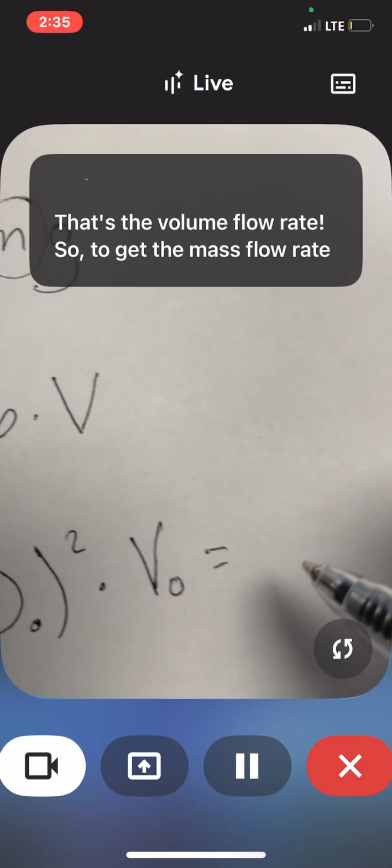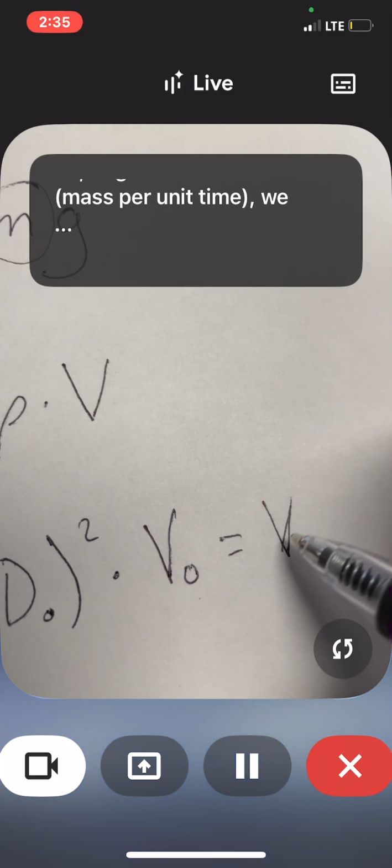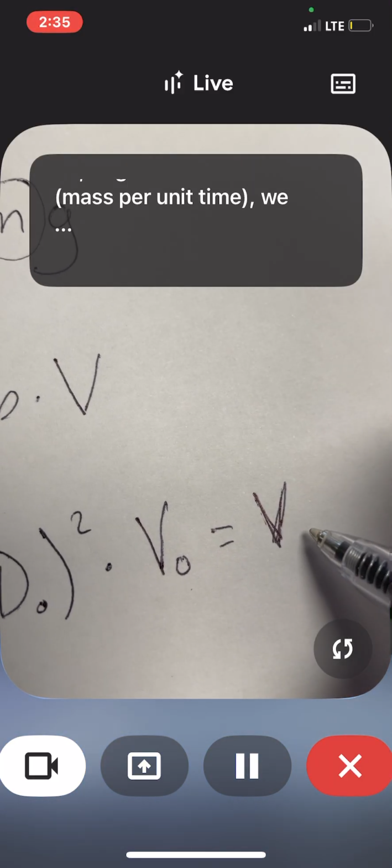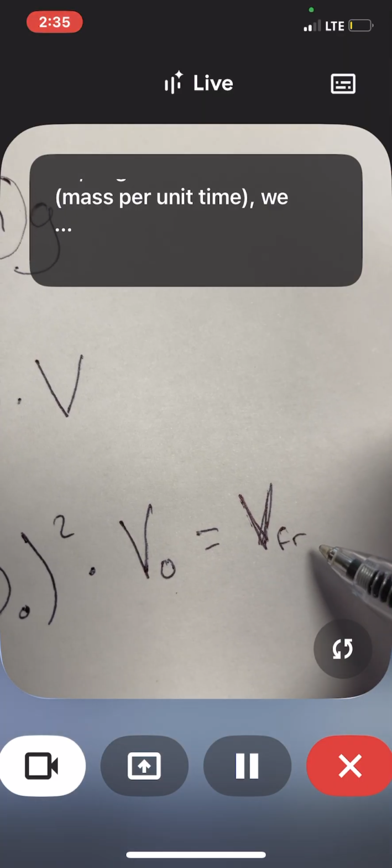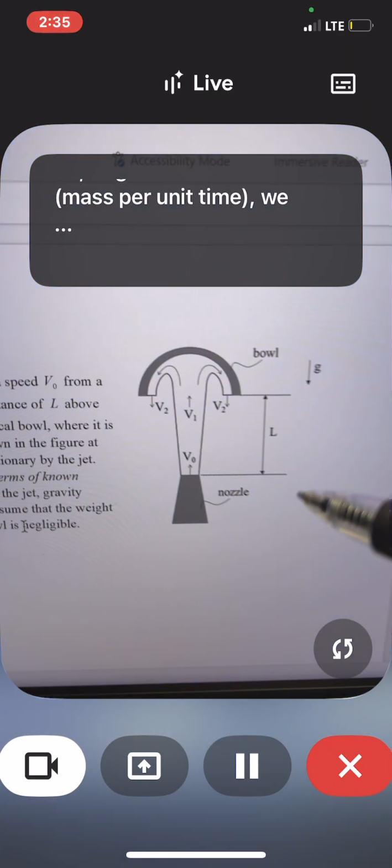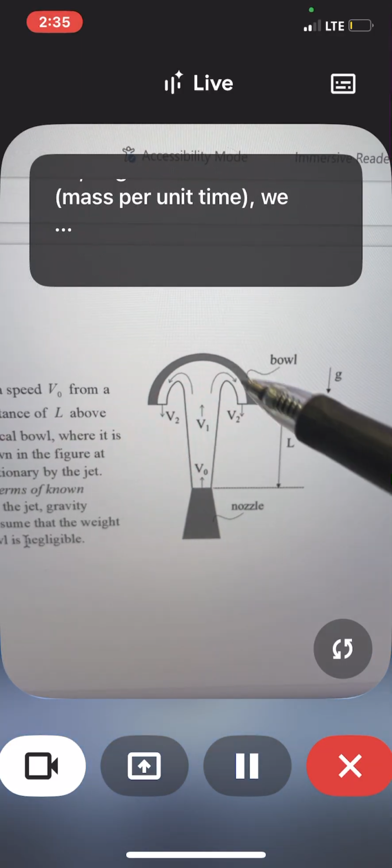So to get the mass flow rate, mass per unit time. Okay, so that's a thing. I didn't know that. So volume flow rate, I'll just call it like that. How is that going to help us get the mass of the bowl, though?